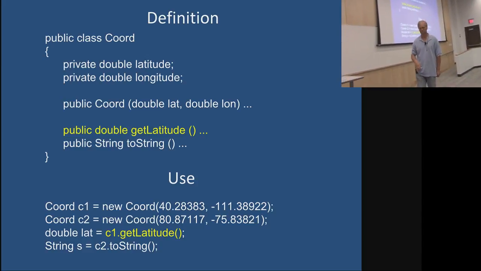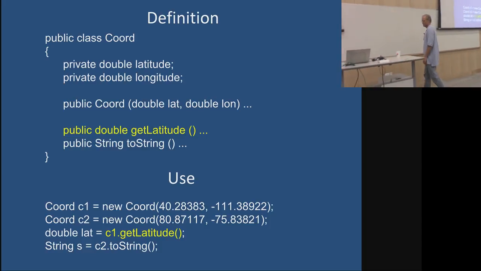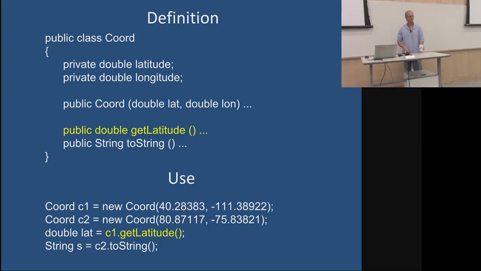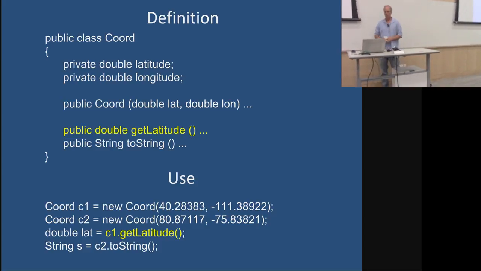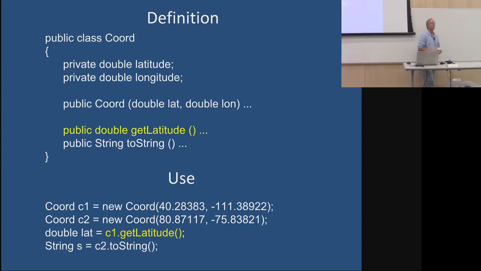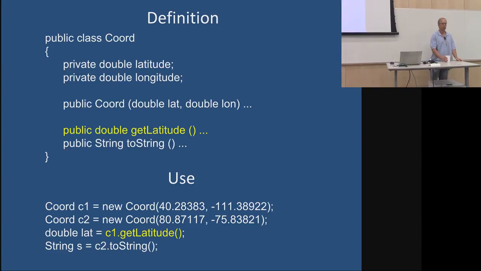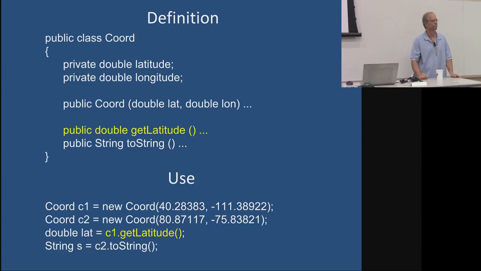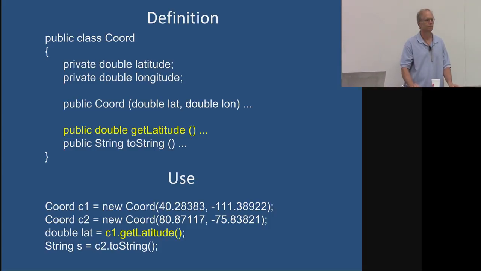Yes? If instance variables should never be public, then when should variables be public? Okay, when should variables be public? Instance variables should never be public. Static variables can be public when they're constants. So static constants could be public. Instance variables should always be private, never public. Any other questions?